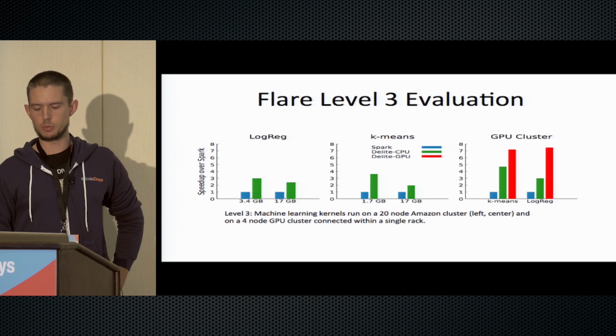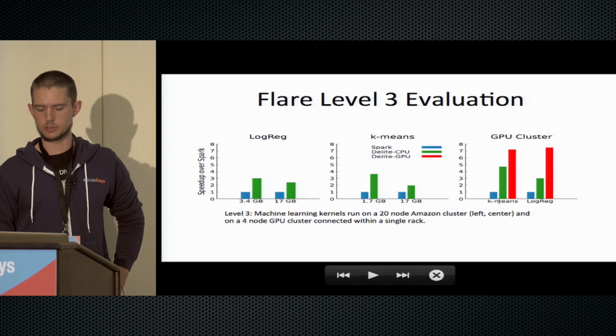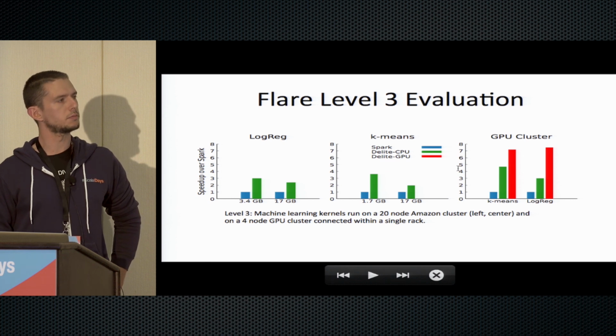And we can also generate GPU code. So this is a smaller cluster of just 4 machines here. But there again, we have speedups of almost an order of magnitude, right? So 7 or 8.